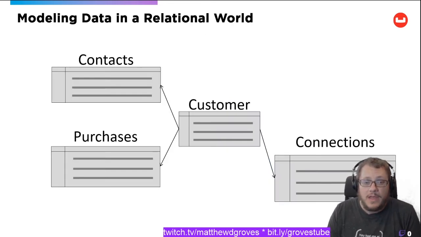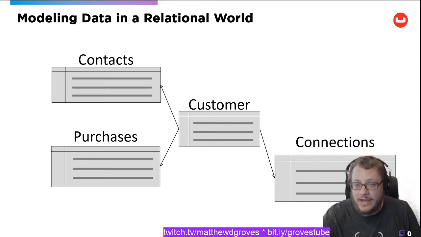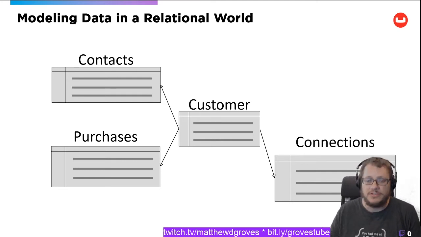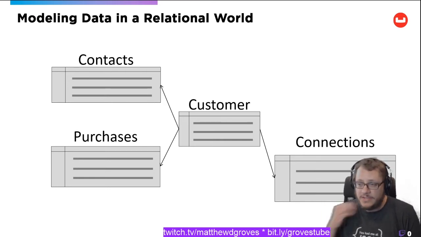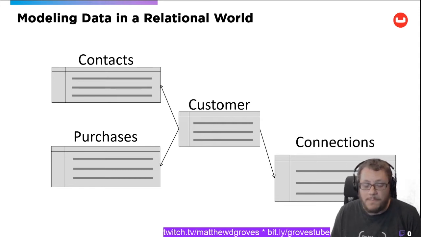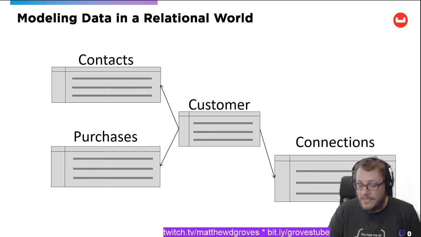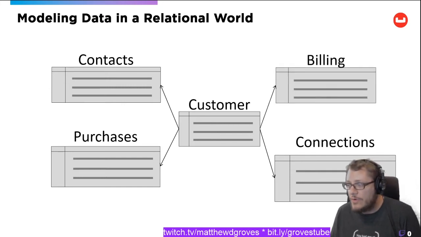And so if you're like me, and I know I am, this is kind of what went through your mind when you saw that data. This is how a schema would look in a relational context, a relational database, SQL Server, MySQL, Postgres, something like that. These are the kinds of structures, the tables I'd want to create to represent a customer. The customer has contacts, the customer has purchases, the customer has connections to other customers. And then when that evolution comes down, well, now we have a billing table.